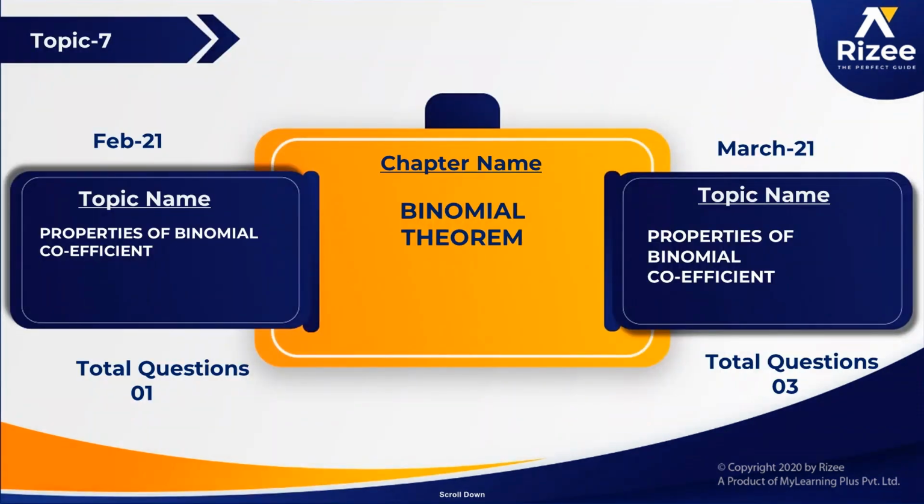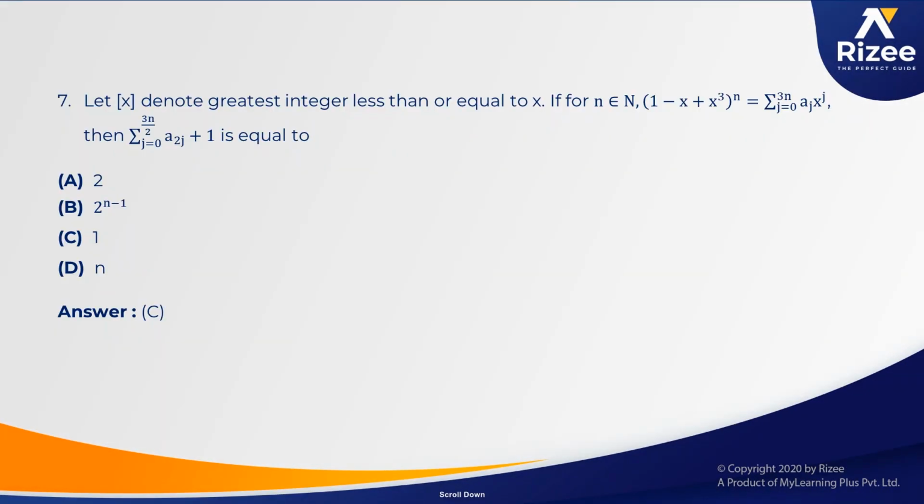Next, topic number 7 from the chapter binomial theorem. The topic name is properties of binomial coefficient. He asked 1 question in the February session, 3 questions in the March session. Out of these 4 questions, I am explaining 1 question.